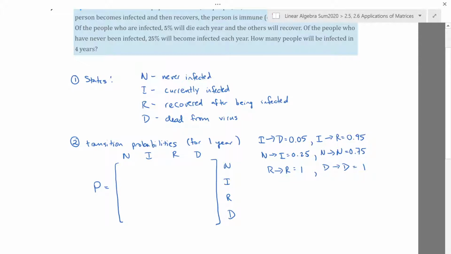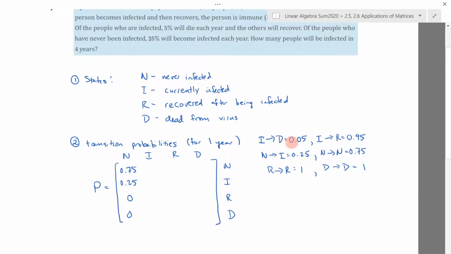Okay, so let's now enter those probabilities into the matrix. If you are never infected, then the probability of staying never infected is 75%. So N to N is 0.75, and then N to I is 0.25. You can see this already adds up to 1. That means that there's no way to go from never infected to recovered, and at least according to this setup, there's no way to go from never infected to dead from the virus.